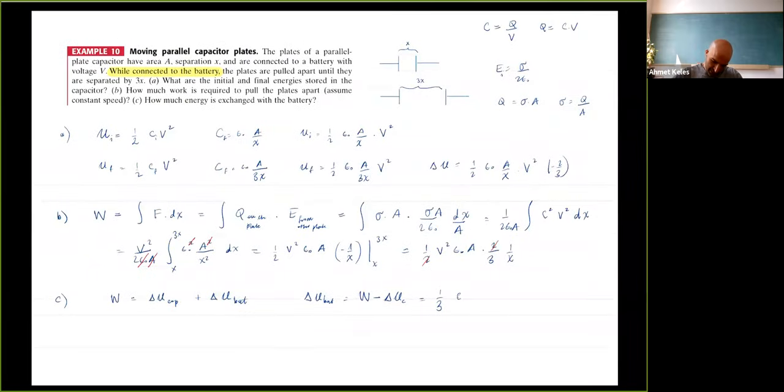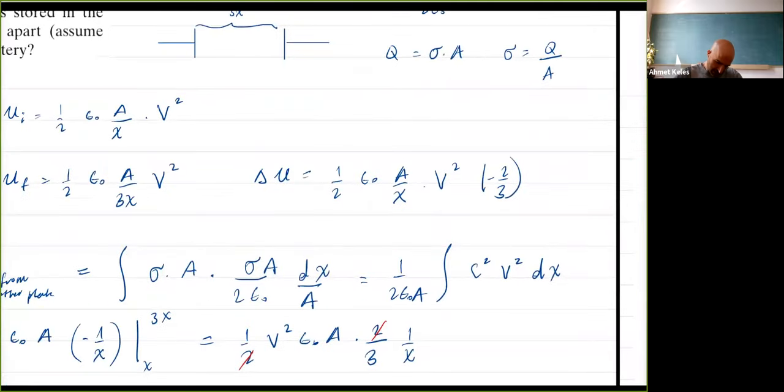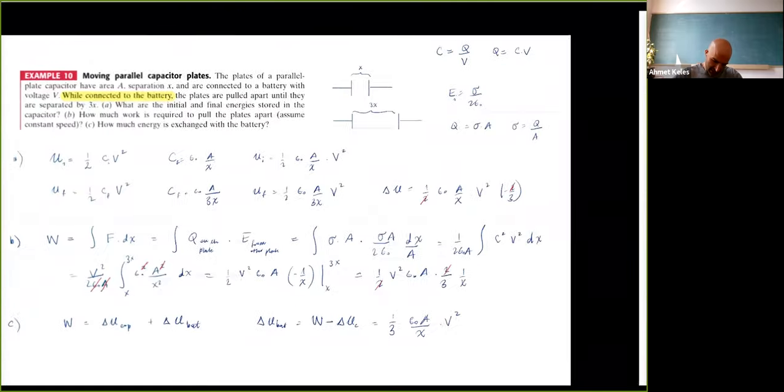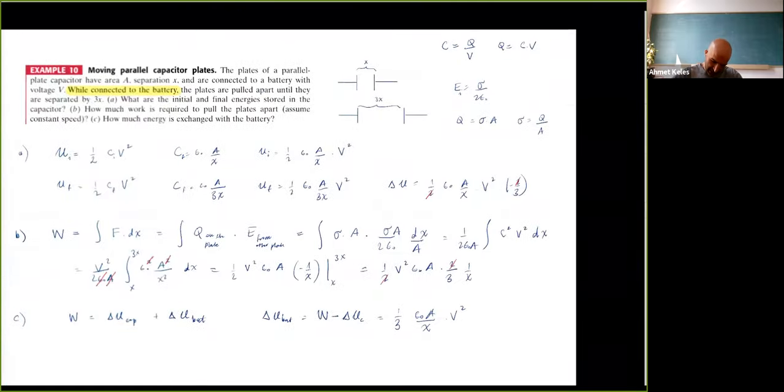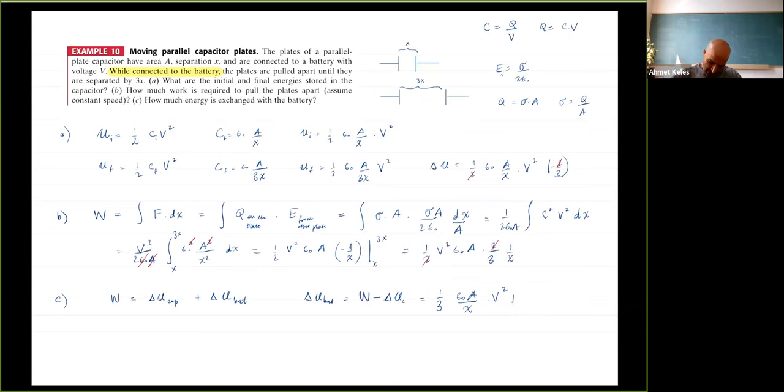1/3 epsilon naught A over x times V squared. Okay, this guy also has a nice two-factor cancellation. And minus minus is plus, plus. So minus this guy is plus, because there's an overall minus here. So this is going to be equal to 1/3 epsilon naught A over x times V squared. So total energy is equal to 2 over 3 epsilon A over x times V squared. Okay?